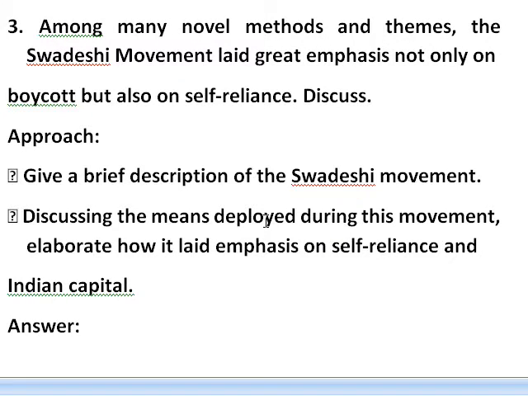Among many novel methods and themes, the Swadeshi movement laid great emphasis not only on boycott but also on self-reliance. Discuss. Approach: give a brief description of the Swadeshi movement, discussing the means deployed during this movement. Elaborate how it laid emphasis on self-reliance and Indian capital.